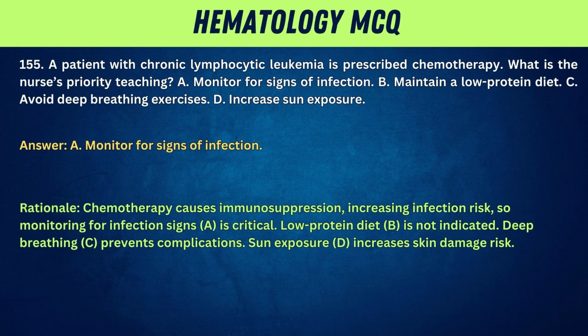155. A patient with chronic lymphocytic leukemia is prescribed chemotherapy. What is the nurse's priority teaching? A. Monitor for signs of infection. B. Maintain a low-protein diet. C. Avoid deep breathing exercises. D. Increase sun exposure. Answer: A. Monitor for signs of infection. Rationale: Chemotherapy causes immunosuppression, increasing infection risk, so monitoring for infection signs, A, is critical. Low-protein diet, B, is not indicated. Deep breathing, C, prevents complications. Sun exposure, D, increases skin damage risk.